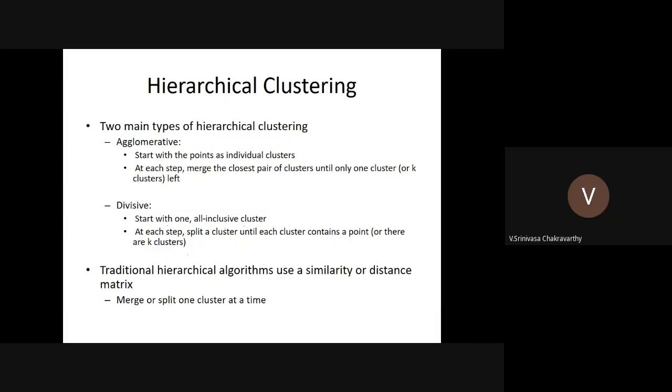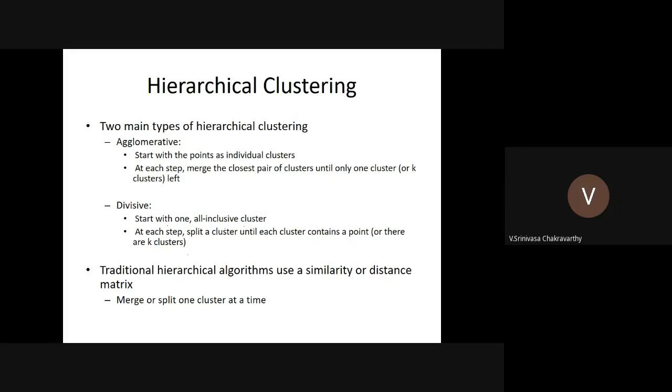Everybody. So yesterday we were discussing hierarchical clustering. So we said there are two kinds of this kind of clustering: agglomerative and divisive. So in agglomerative, we start with the individual points, and progressively combine them, merge them to form larger and larger clusters. And finally, you end up with only a single cluster, which is the entire data set.